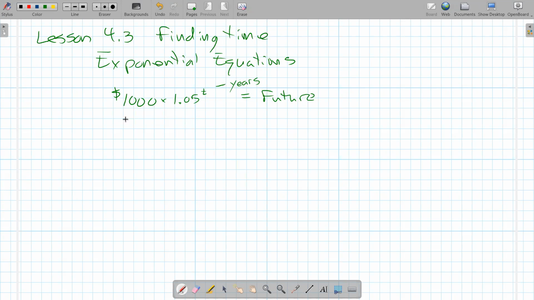Now, what if I knew what I wanted to have in the future, but I just wanted to figure out how much time I need to make that happen if I have $1,000 to invest? That means I need to find this time up here. And we haven't yet solved an equation where we solved for the exponent. So that's a little bit different. So I'm just going to go to an easier problem than this one here, and we'll come back to that.